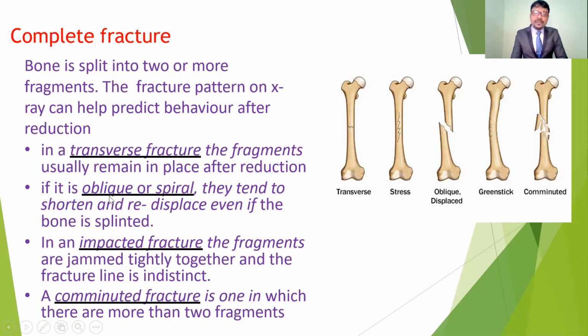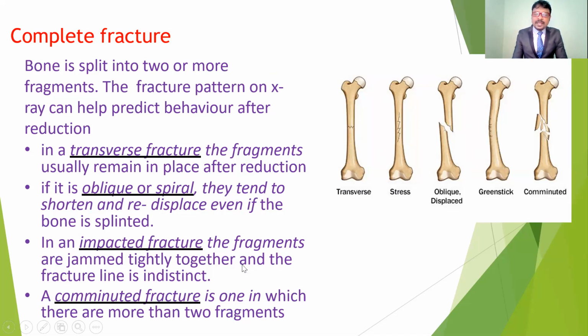If you see the oblique fractures, they tend to be shortened and also redisplaced even if the bone is splintered. The oblique fractures are angled because of the rotation, and the mechanism is also altered because of the oblique fracture. So they tend to shorten and redisplace even if the bone is splintered. After that it also takes an oblique shape. So that is the oblique type of fracture.